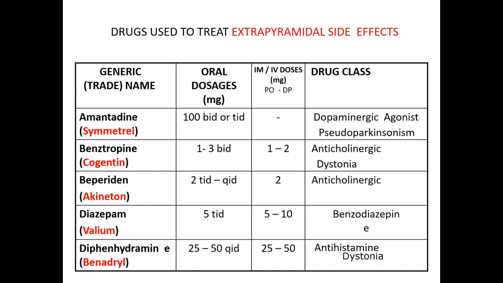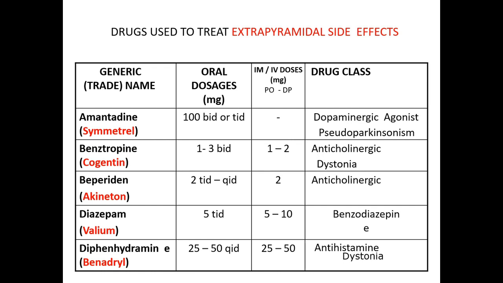These medications are what we call the anti-EPS, or the drugs that will treat the extrapyramidal side effects. They are named based on their generic and trade names, particularly amantadine, known as Symmetrel, benztropine, Cogentin, biperiden, Akineton, diazepam, Valium, diphenhydramine, Benadryl. These are the drugs to treat EPS, and in no way should you mix them up with antipsychotic drugs, whether atypical or typical. Again, do not mix them up with antipsychotic drugs because these are drugs to treat EPS.